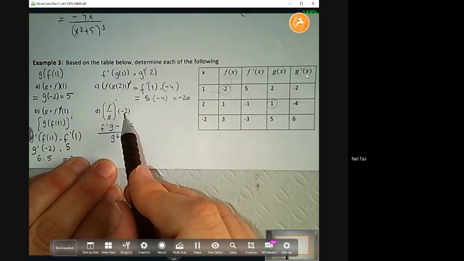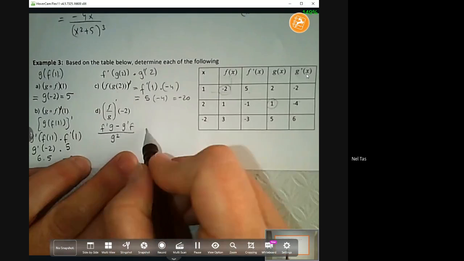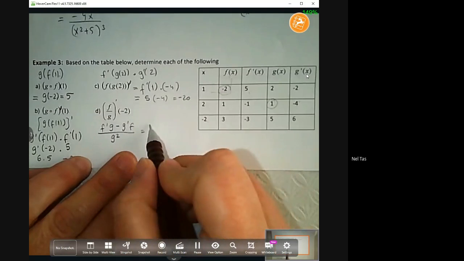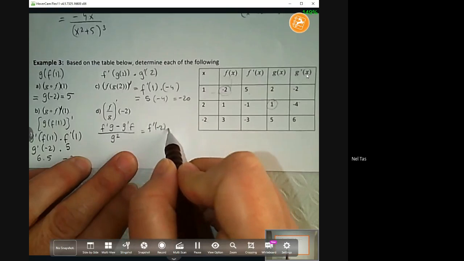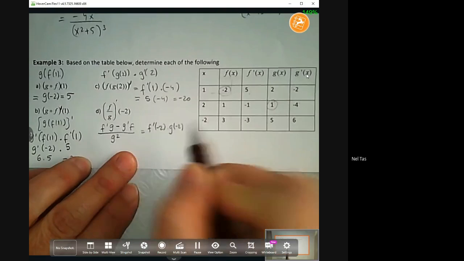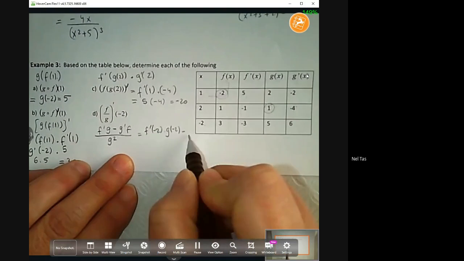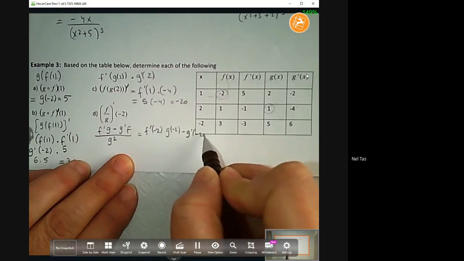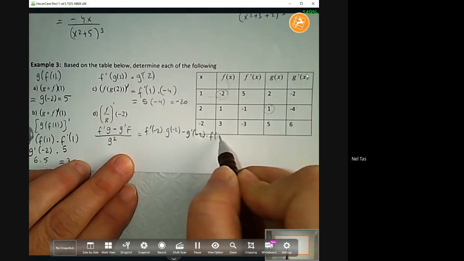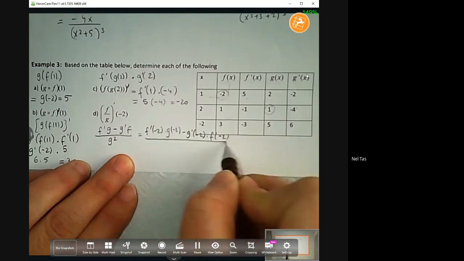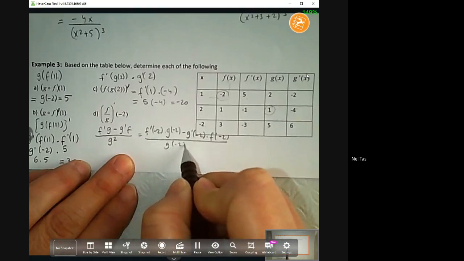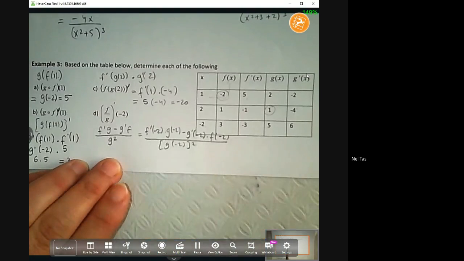for x equals negative 2. So if you write it with the negative 2, f prime of negative 2 times g of negative 2 minus g prime of negative 2 times f of negative 2 over g of negative 2 squared.